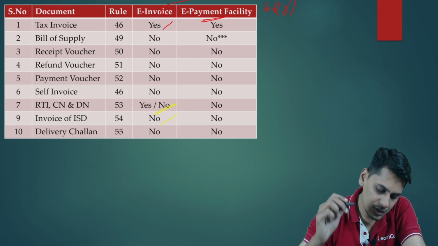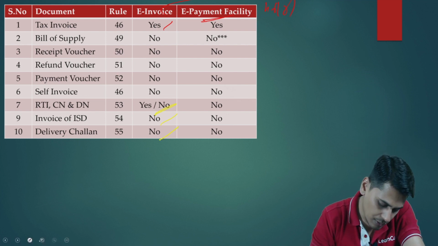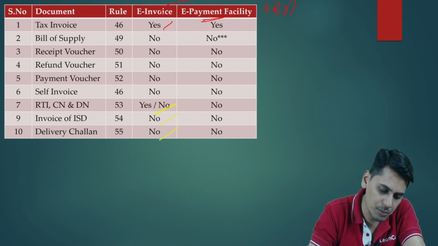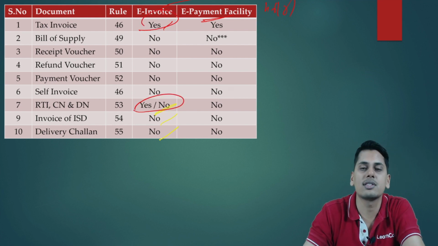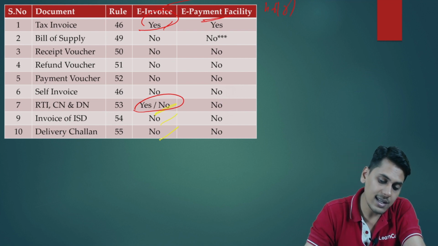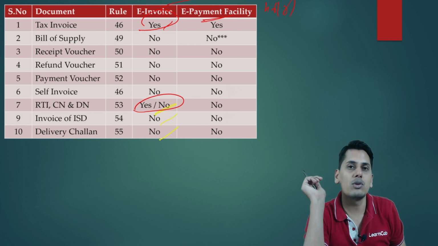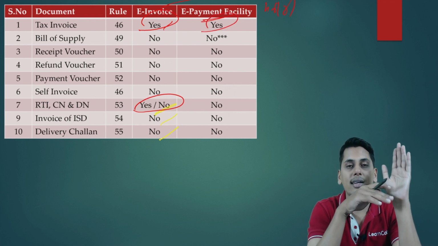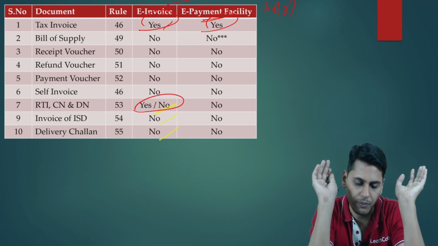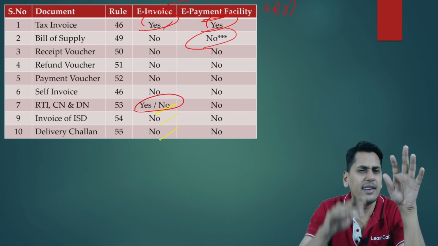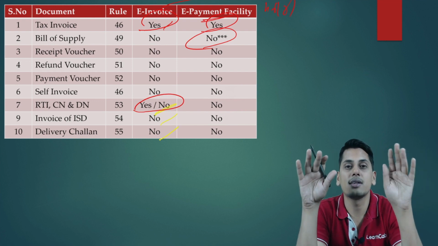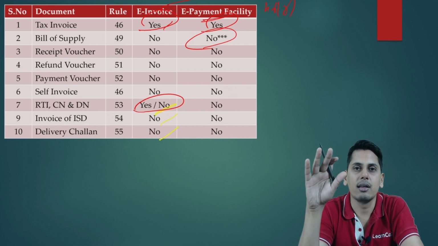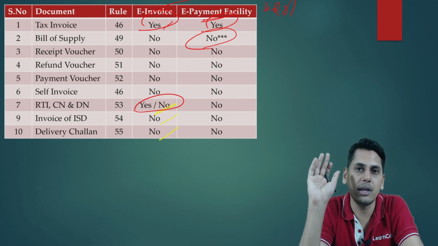So invoice of input service distributor, no. Delivery challan, no. So friends, out of all these documents, which of the documents has to be registered with the invoice registration portal? It is a tax invoice, credit notes and debit notes. Now friends, as regards e-payment facility, 6th proviso to rule number 46, it is only tax invoice. Tax invoice should contain a dynamic QR code. Friends, as regards bill of supply, technically it is no, but however the government is implementing it at the policy level, at the implementation level, even bill of supply is being asked to contain a dynamic QR code.